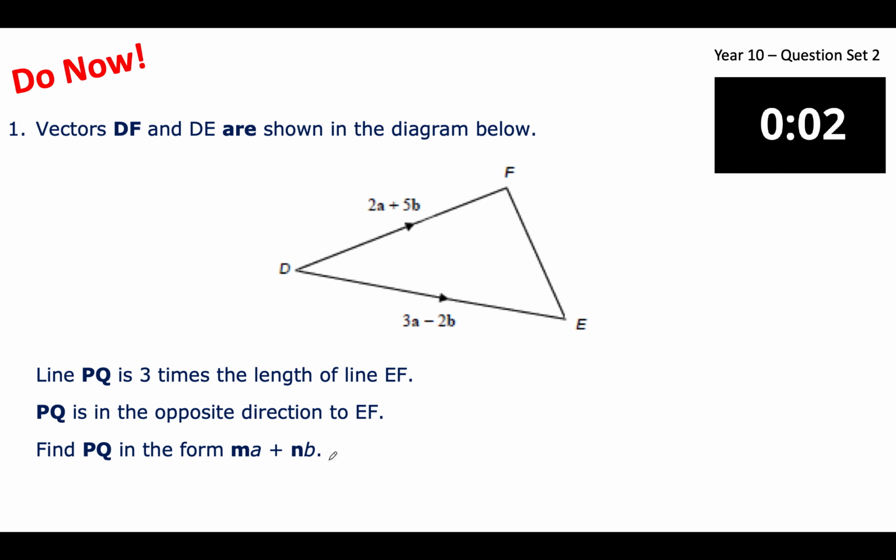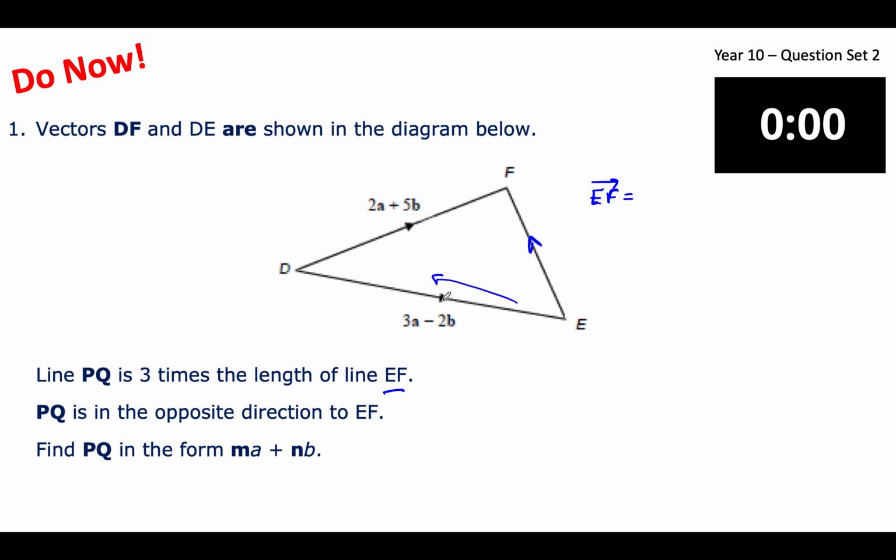Three, two, one. Blast off. Let's go. Well, first of all, PQ is 3 times the length of EF. So I need to figure out what the vector of EF is, going from E to F. Now, I can only follow the vectors I'm given. The first vector I need to do is go along this route here, going in that direction.